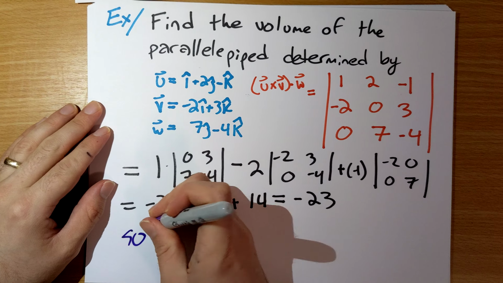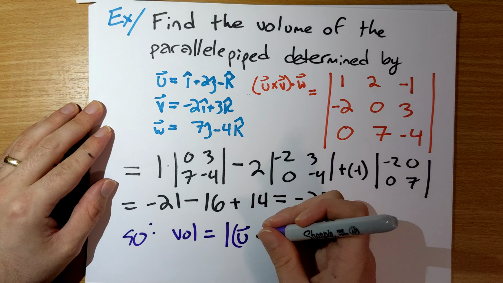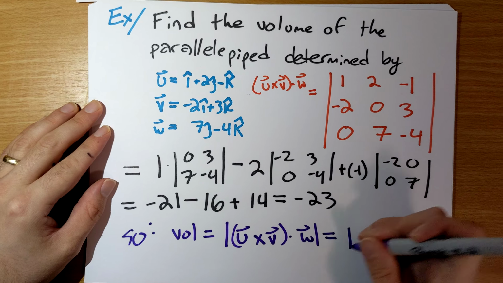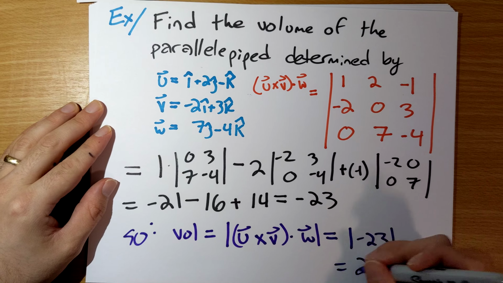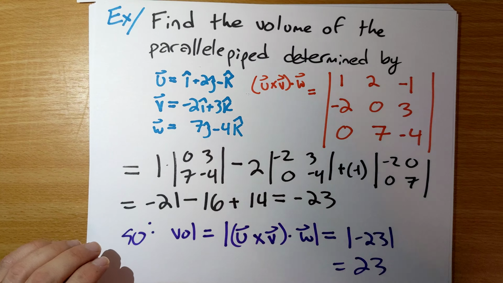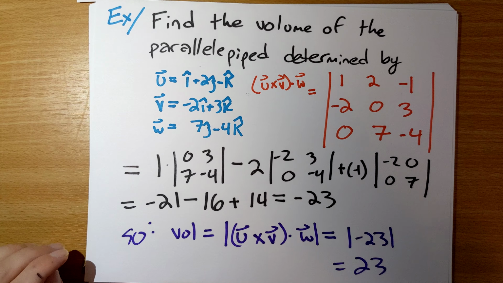So volume equals the absolute value of u cross v dot w, which is equal to the absolute value of negative 23. The volume of this is 23 units. Okay, so that is a nice little use of the cross product to do a couple of different types of calculations.